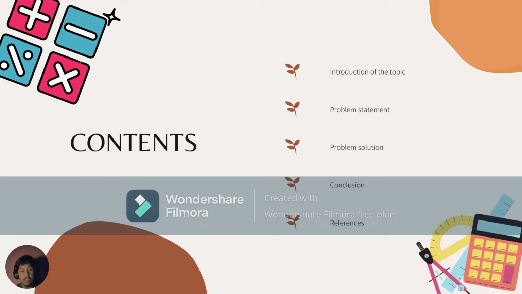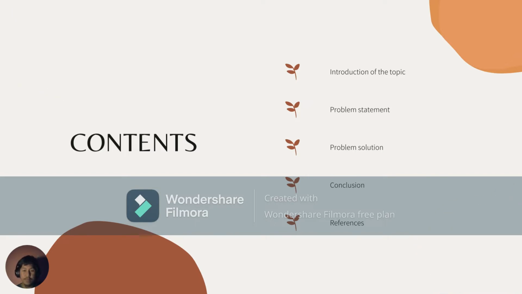So, in this presentation, we have 5 contents. The first content is introduction of the topic, which is application of differentiation. The first content will be presented by me. Next, we have problem statement that will be presented by Firdaus. The third and the fourth, problem solution and the conclusion, will be presented by Amirul Aiman, the group leader. And the last content is reference. So let's proceed to the next content.